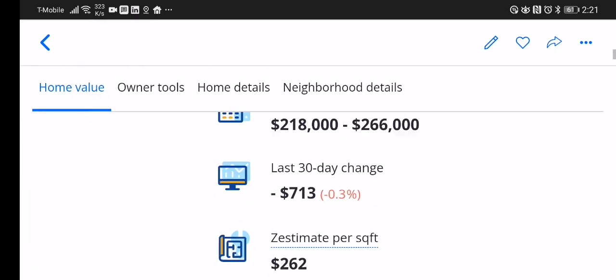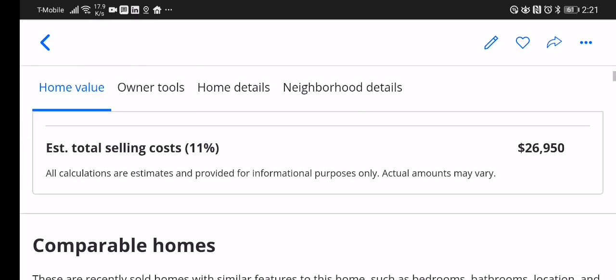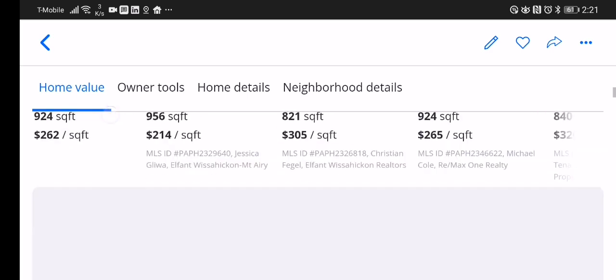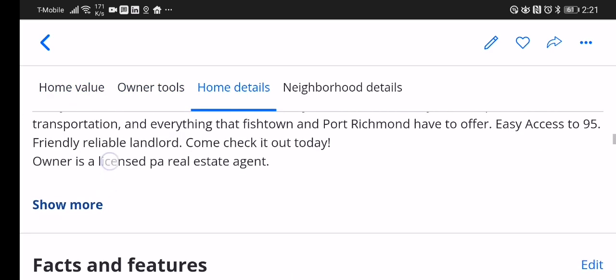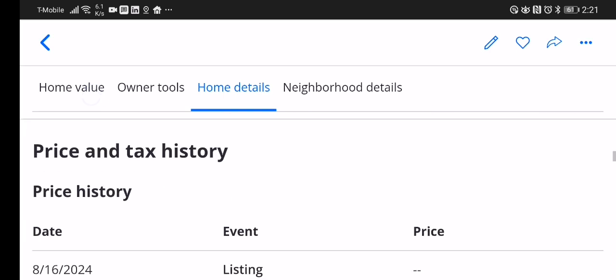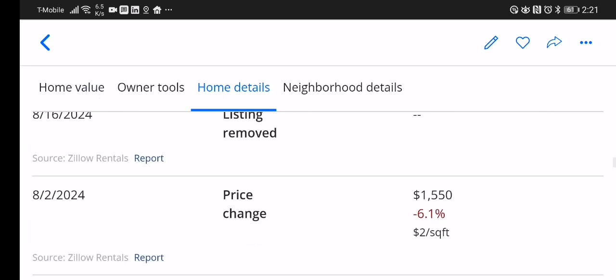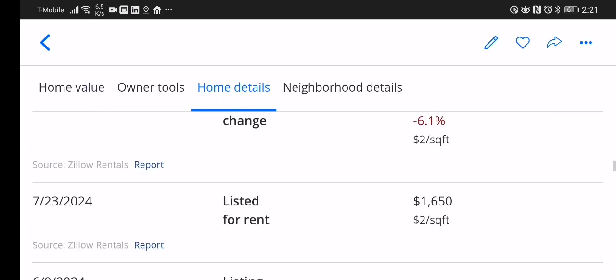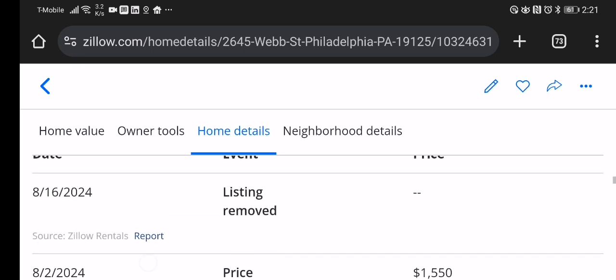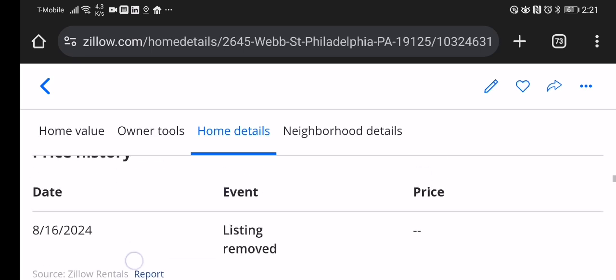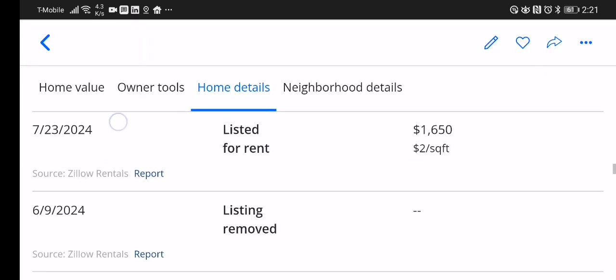But if we look at the price history, look at this. Some people rent and try to sell. I guess they want to get the rent price before they sell it. It doesn't make any sense. So here it is, the price history. It's listing removed, price change. See this? They listed it for rent for $16.50, then they changed it to $15.50, then they tried to sell the whole house. Oh no, listing removed.